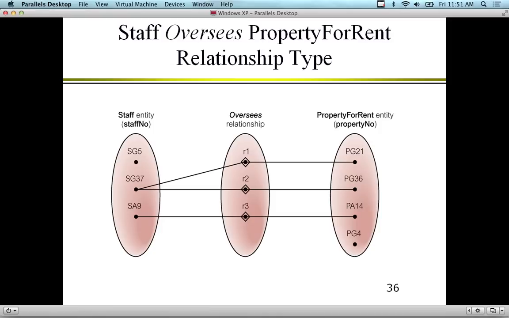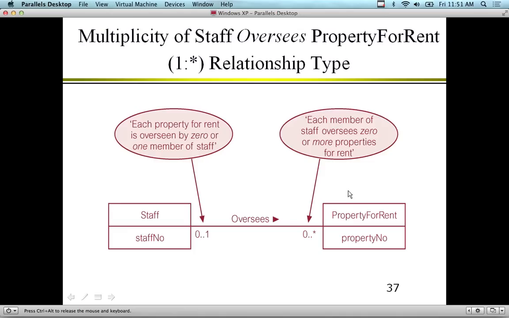So now we have staff that oversees property for rent as our relationship here. So we have staff over here, and he's got more than 1 property for rent over here. So that's where the asterisk comes into place, so 1 to asterisk. We also have 0, which means it's optional participation. Here we have 1, and you're going to look at this and go, what does this mean? Well, it's associated with this guy over here. And this 1 is talking about this guy over here.